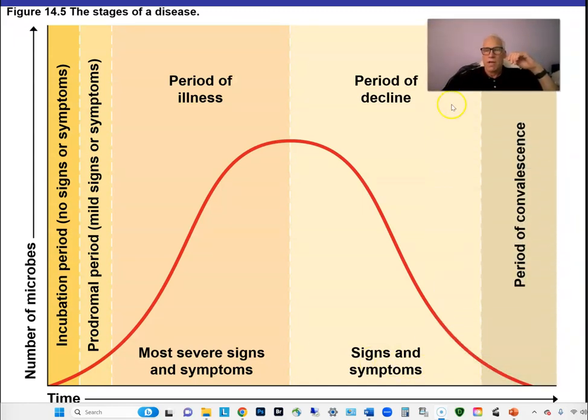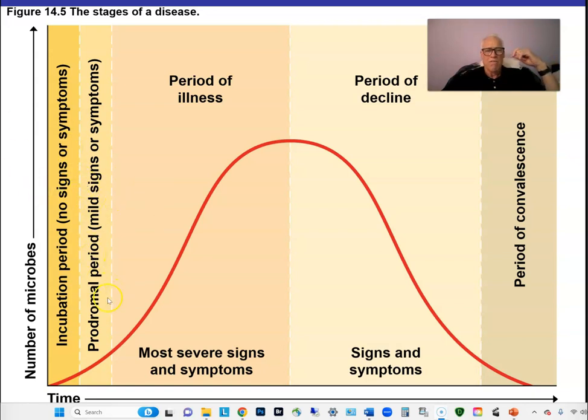Let's just take a look at some stages of disease. The y-axis is the number of microbes present in the blood, for example, over a period of time. And in these boxes are descriptions of the signs and symptoms that are being experienced by the patient, by the host. So initially we get exposed, say at the very zero time on the x-axis, and then there's a period of time in which there are no signs or symptoms at all. Microbes are just dividing. Maybe a virus has come into the body and it's just slowly beginning to infect more and more epithelial cells in our respiratory system.